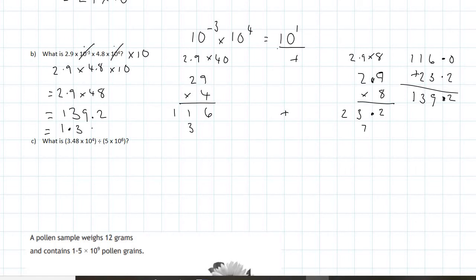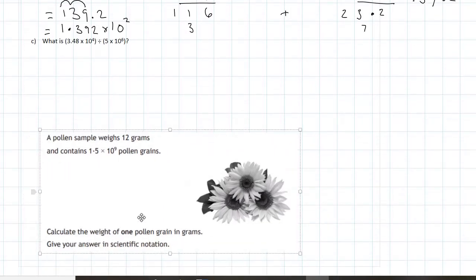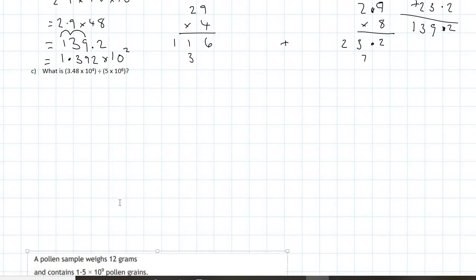Okay, so now that's 1.392 times 10 to the power of, well, the units would have to move 2 places bigger, 10 squared. Okay, let's try doing this one last divide. And then we'll have a look at an exam question. I'm going to move this exam question down a little bit, just to give myself a bit more room.